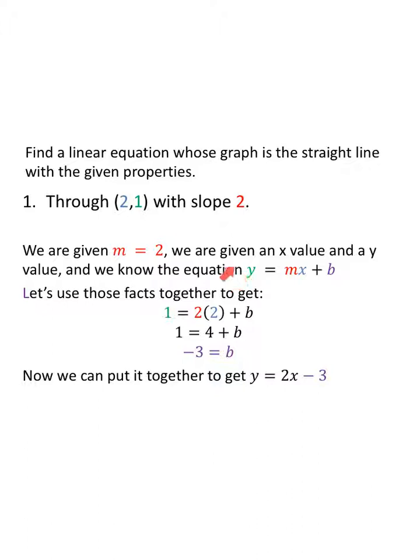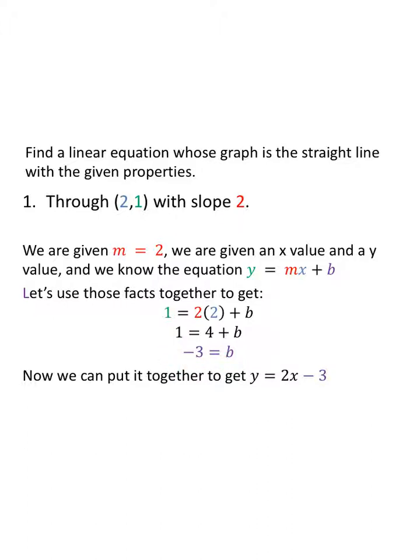Let's substitute for y. y is 1 equals m. Our slope is 2, so I put in a 2. x is 2, so I put in a 2, plus b. I have no idea what b is. Let's solve for it. 2 times 2 is 4. If 1 equals 4 plus b, I can subtract 4 from both sides. 1 minus 4 is negative 3, which is equal to b.